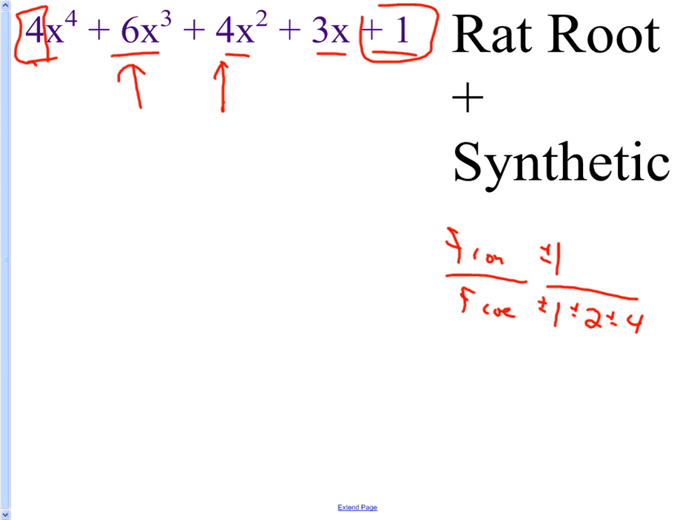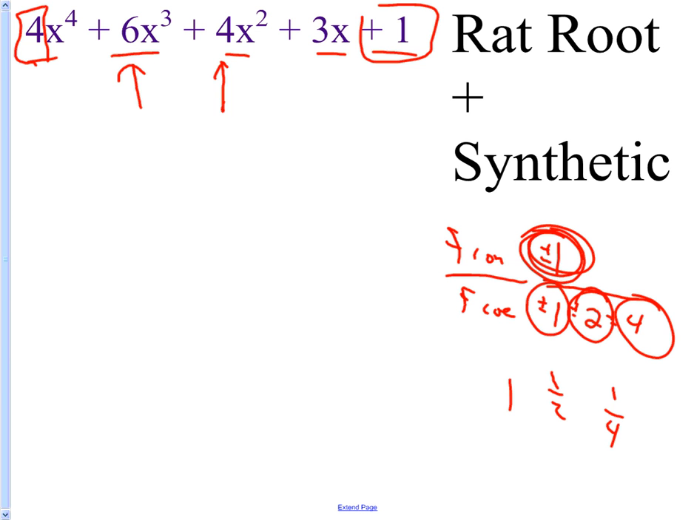Okay, so I want my final answer. I take this divided by this. What's 1 divided by 1? 1. What's 1 divided by 2? 1/2. And what's 1 divided by 4? 1/4. Those are all the possible roots. Which one do you think I picked for this? It's either 1 or what? It could be 1 or -1 because you just know I'm not likely to have picked the fraction ones just because they're nasty. But I might have, but I didn't.